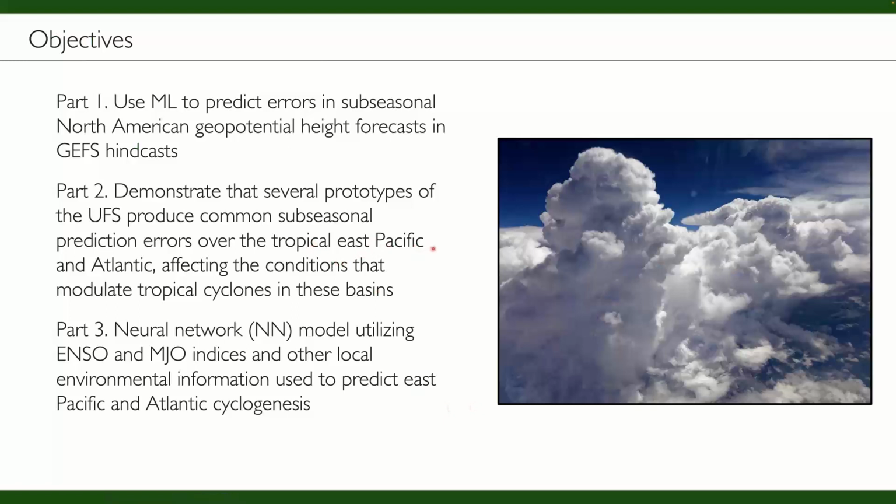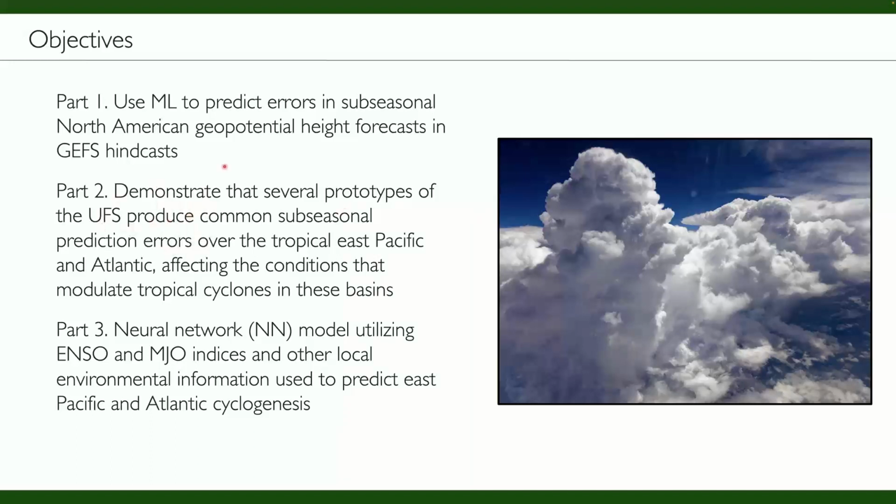So I'm going to talk about three different things here. The first thing is a technique we've used that uses machine learning to predict errors in subseasonal North American geopotential height forecasts in GEFS. We call this approach errors of opportunity. I'm going to spend a lot of time on part one, showing that certain MJO phases have more predictable errors than others in the GEFS.